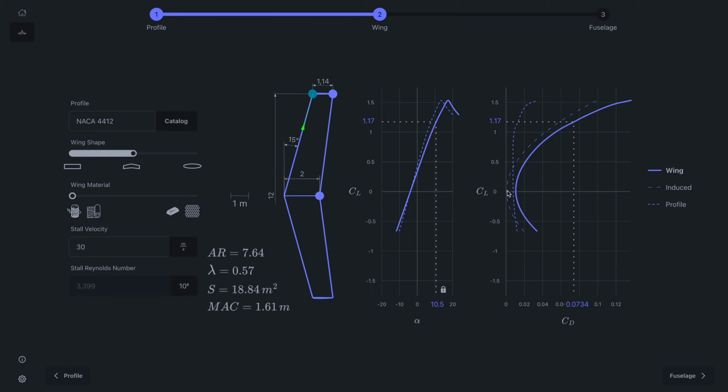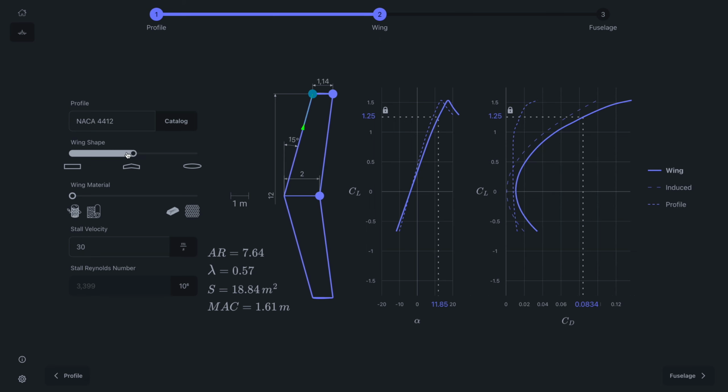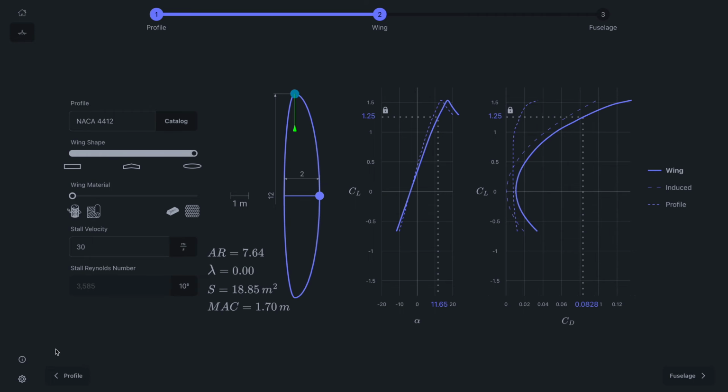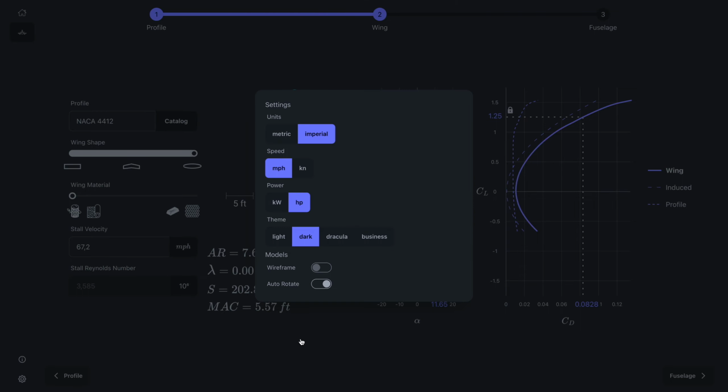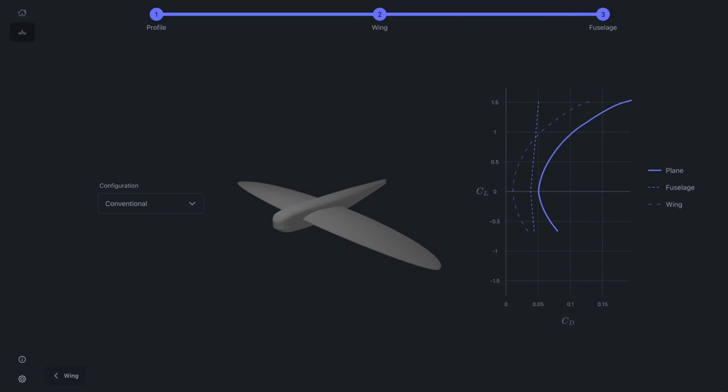Interestingly, an elliptical wing design has slightly less drag compared to a trapezoidal wing with the same aspect ratio. This is due to the smaller induced drag on elliptical wings, shedding light on their popularity during World War II in iconic aircraft such as the Spitfire. If you prefer freedom units, you can switch to them in the settings. I won't judge you. With the wing completed, it's time to turn our attention to shaping the fuselage.